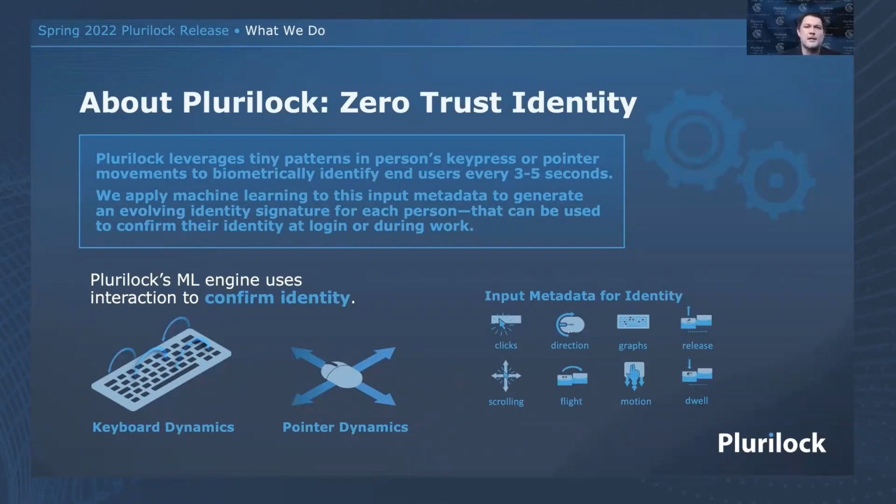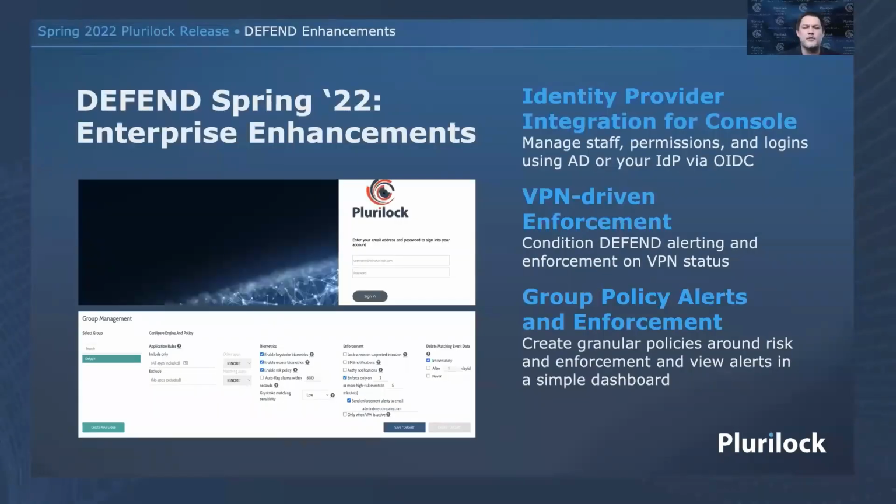The great thing about our technology is that it can provide this authentication as people work, since it relies on the data that they generate as they work. We have 2 products, one called Plurilock DEFEND, which is a continuous authentication product. It authenticates all day long during work. And we also have Plurilock Adapt, which is a login authentication product that I'll speak to in just a moment.